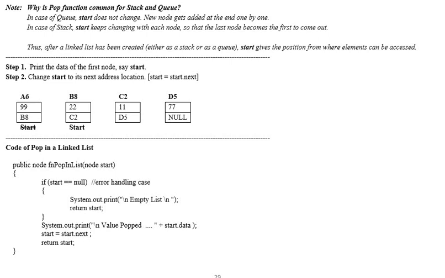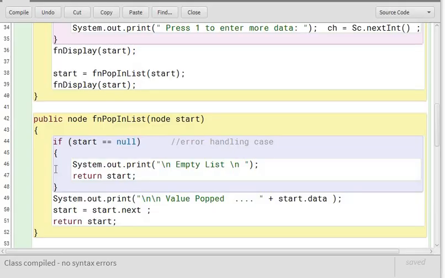Coming up is the code. And this is the code of pop, in which you can see pop in list, be it a linked list of a stack or a queue. You send start. If it is null, it will print empty. But if it has got anything, then it will print the element that is start.data, and start moves over to its next address, right?